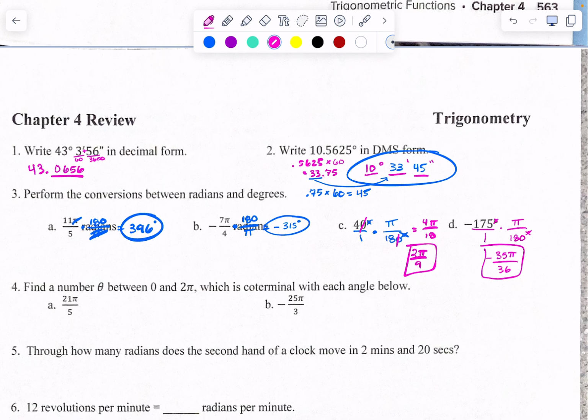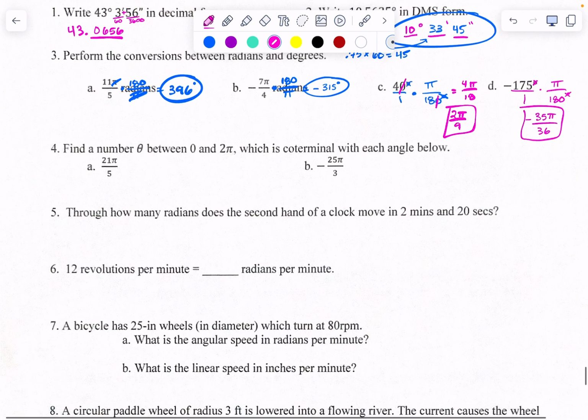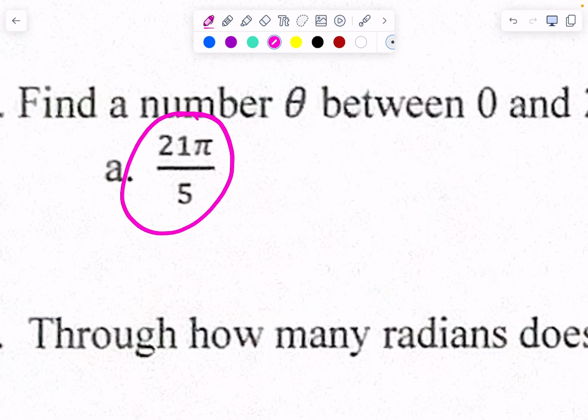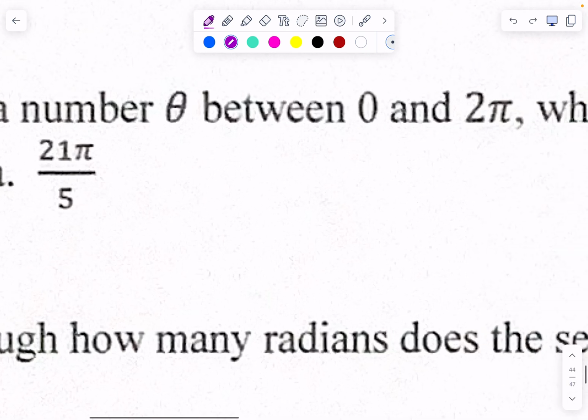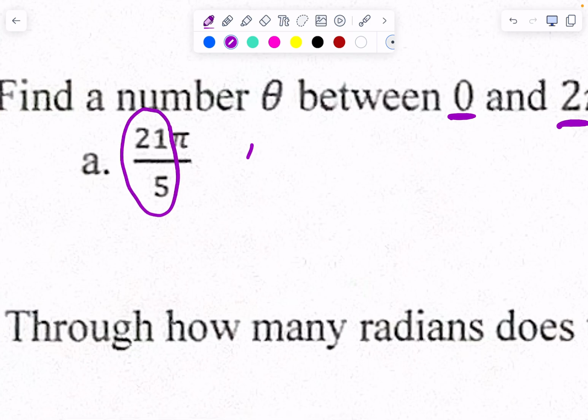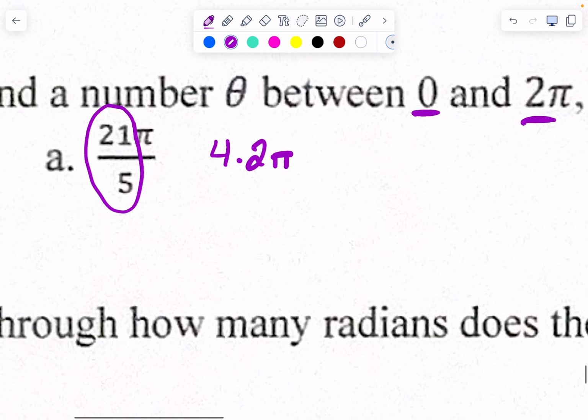Okay. Number 4. I need an angle between 0 and 2 pi. This one right here, how do I know it's not between 0 and 2 pi? Because it has a pi. Well, how do I know it's not between 0 and 2 pi, though? What is 21 divided by 5 as a decimal? 4.2 pi. I want it to be smaller than that, right? It needs to be between 0 and 2 pi, so I'm way too big.